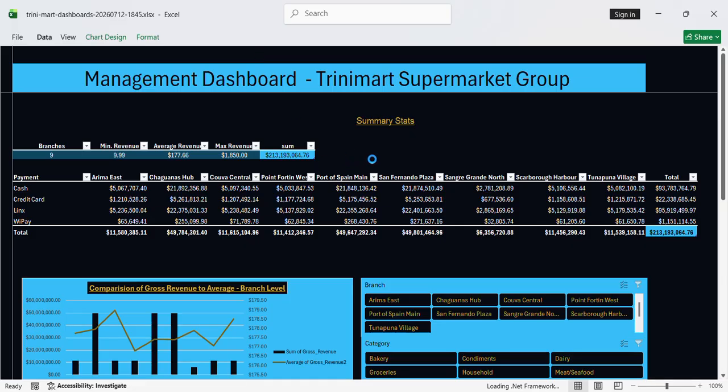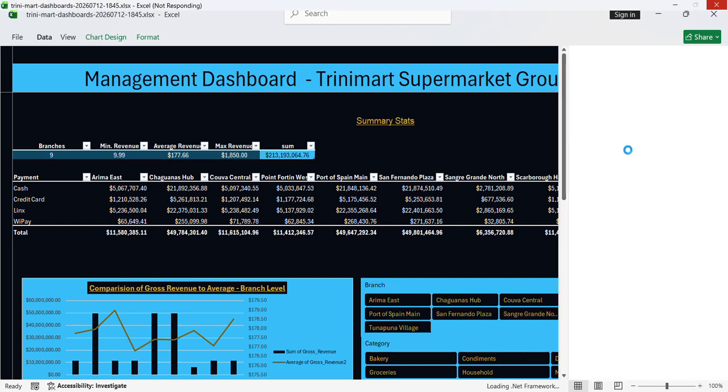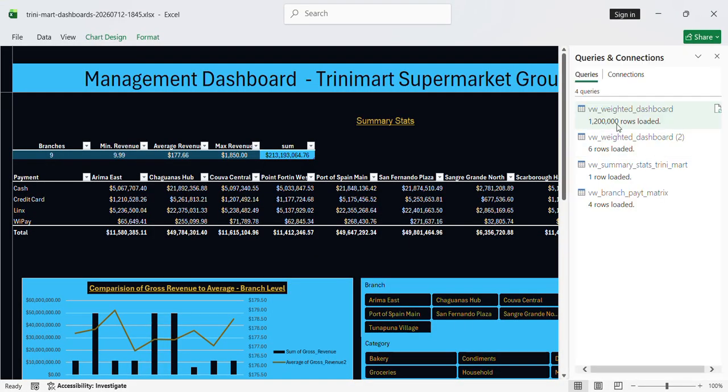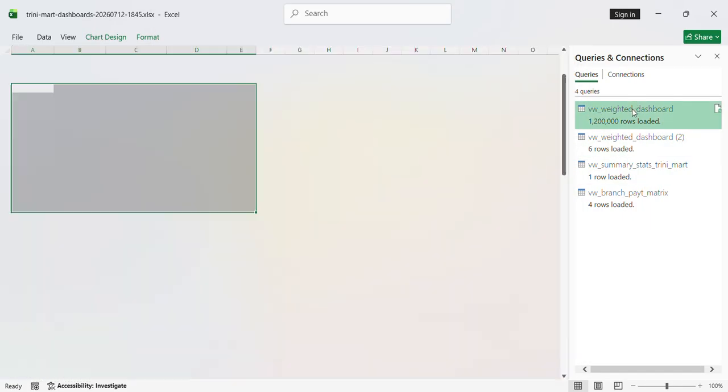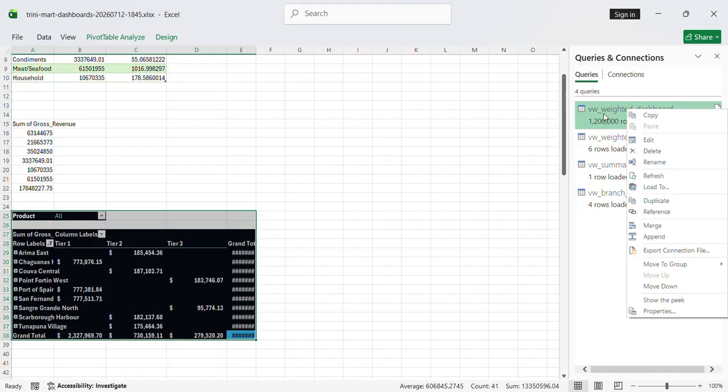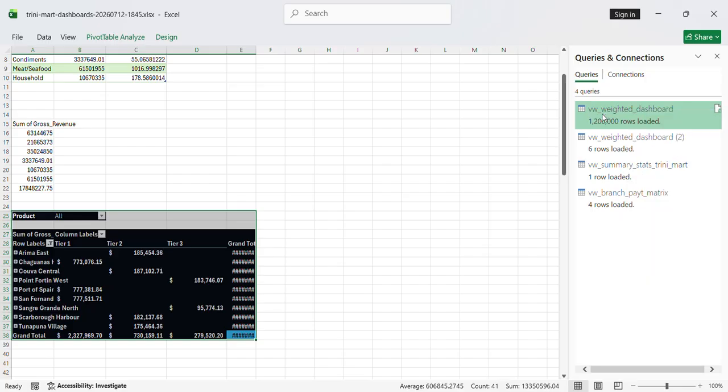Please bear with me, it's taking a bit longer than normal. Okay, here we go. Again, we're seeing 1.2 million. So, another worksheet.